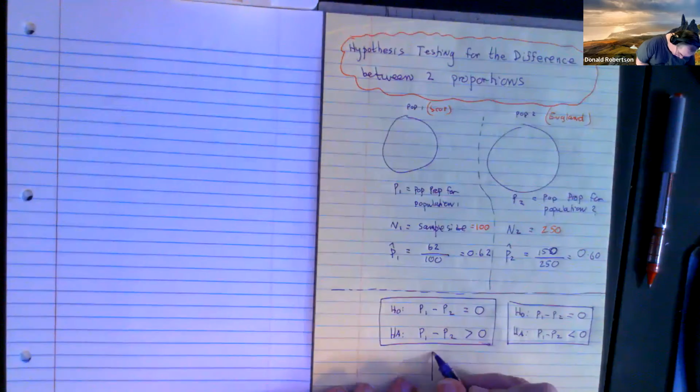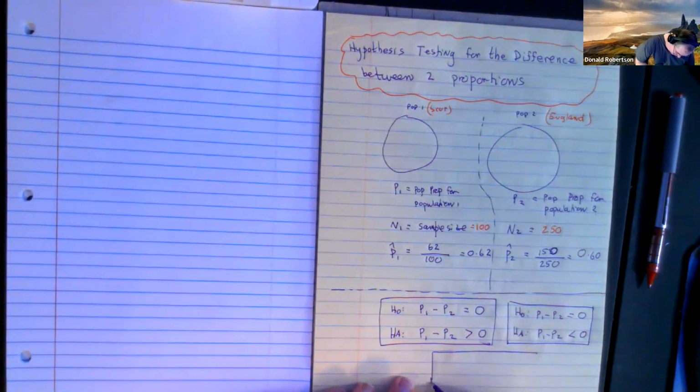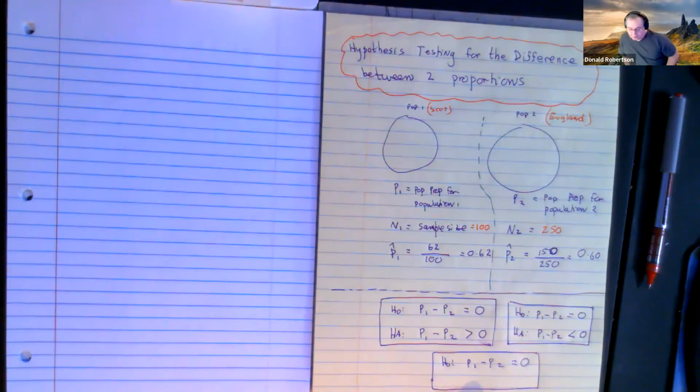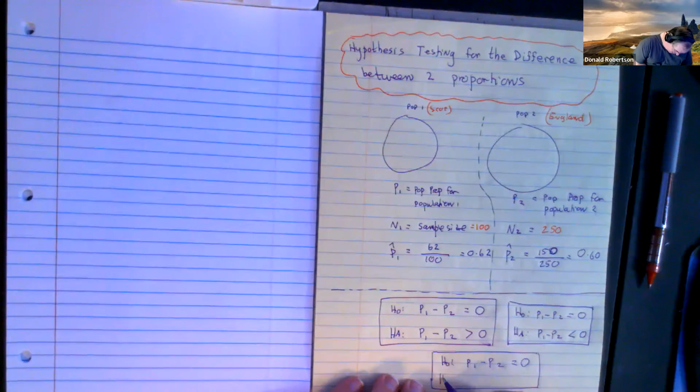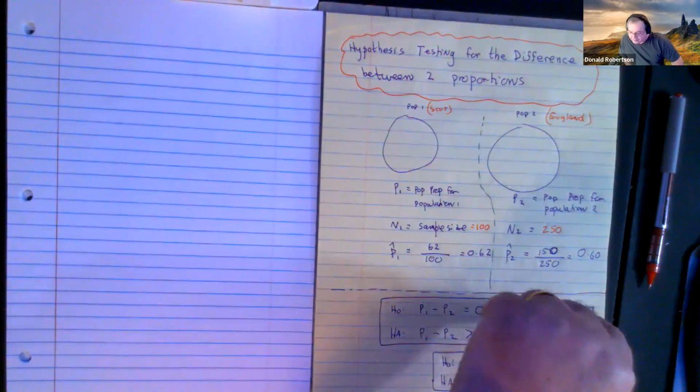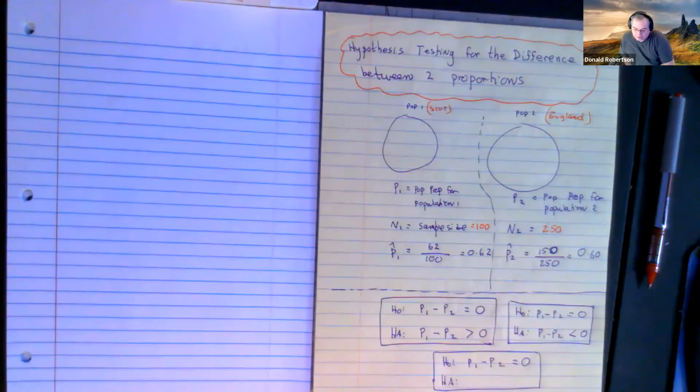I said there's a third possibility. The null hypothesis is that both are the same, and if they're both the same, the difference is 0. So that's a right tail test, that's a left tail test. They just call that a one tail test. What's the last one going to look like?